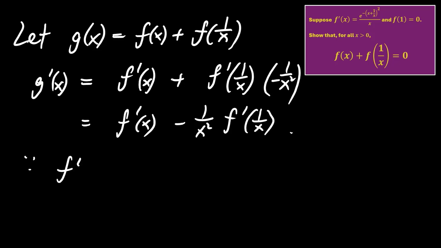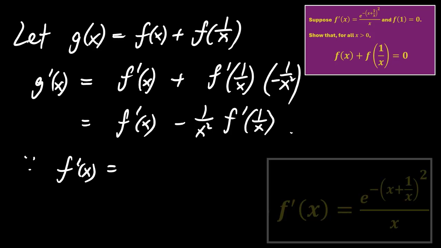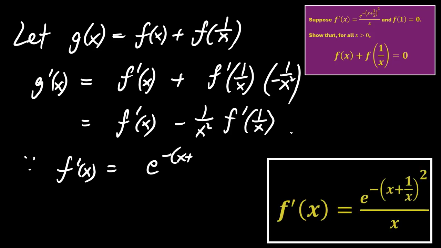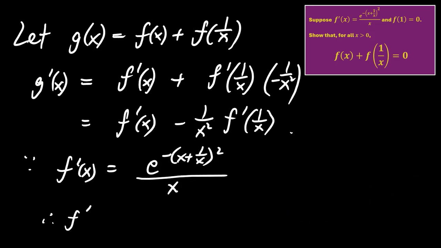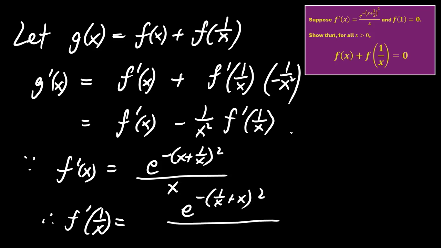Since f prime x is given by (e to the power of negative x plus 1 over x squared) over x, therefore f prime (1 over x) equals (e to the power of negative 1 over x plus x squared) over (1 over x). And this obviously equals x times (e to the negative 1 over x plus x squared).